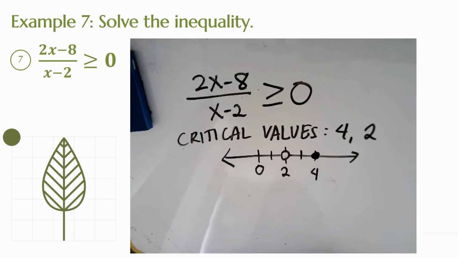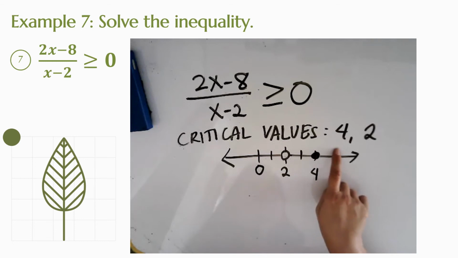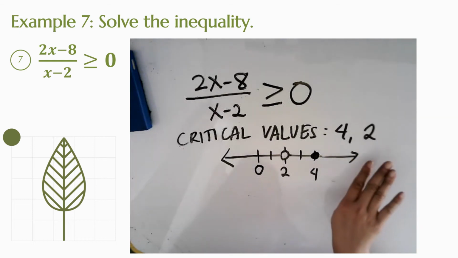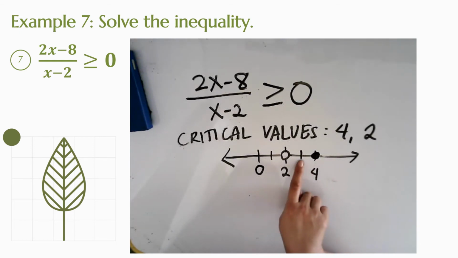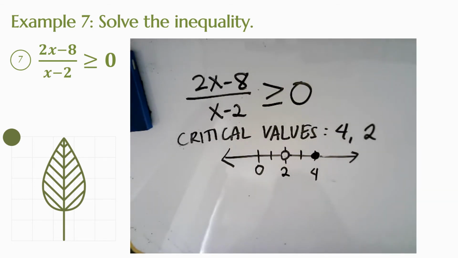Now the next step is to know where the solutions lie in the number line. Is it over here, from positive 4 up to positive infinity? Or is it in between 2 and 4? Or is it from positive 2 to negative infinity? To know that, we're going to test some points.